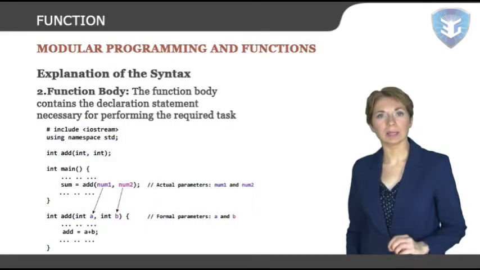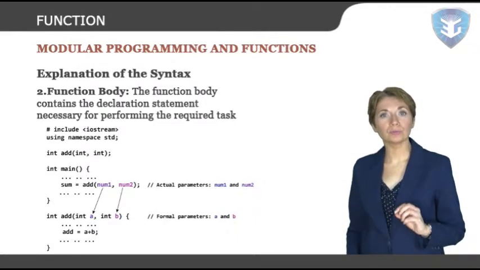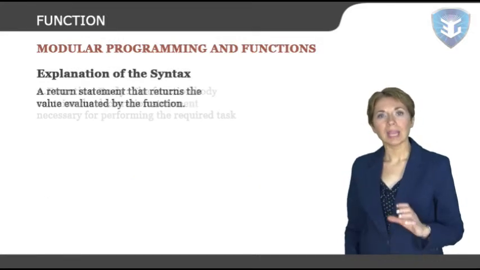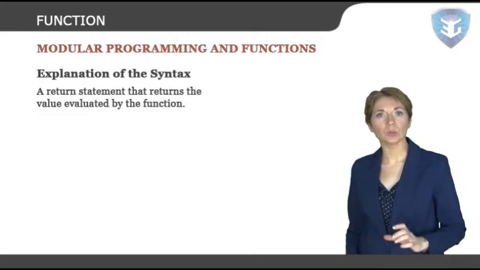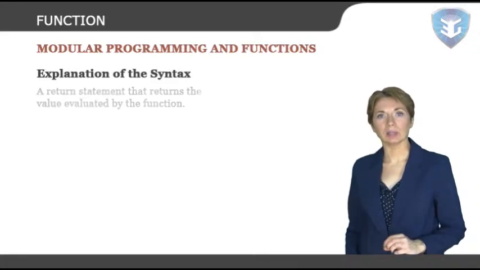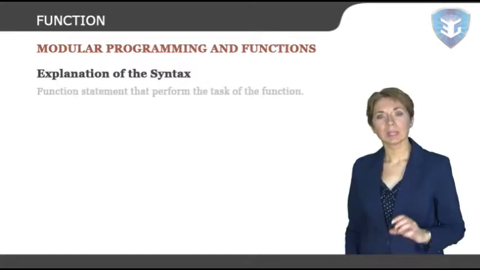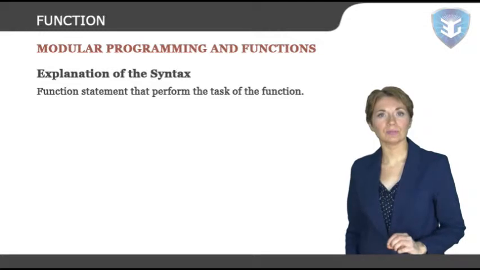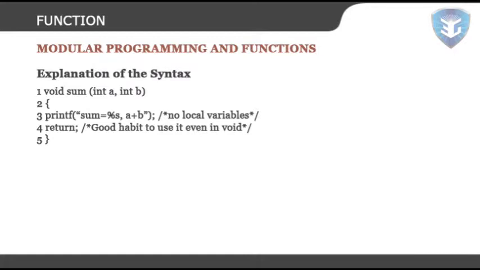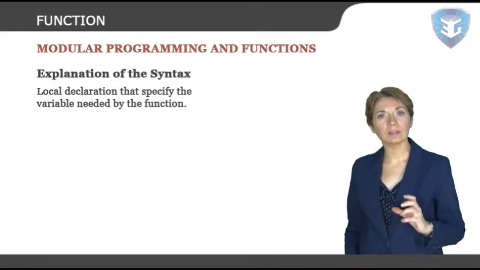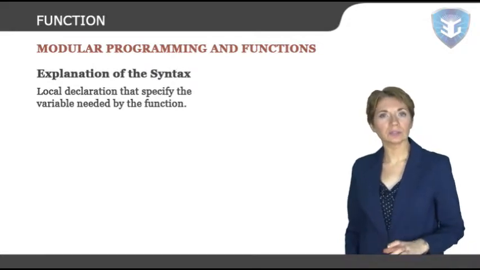Number 2, function body. The function body contains the declaration statements necessary for performing the required task. The body, enclosed in braces, contains 3 parts: a return statement that returns the value evaluated by the function, as shown on the screen; a function statement that performs the task of the function, use void as shown here; and local declarations that specify the variables needed by the function. Look at the screen to understand it.